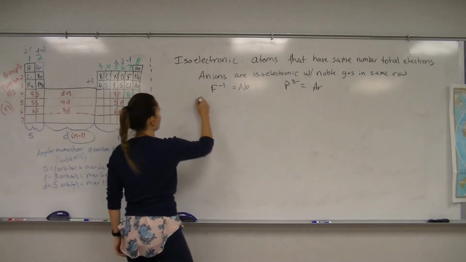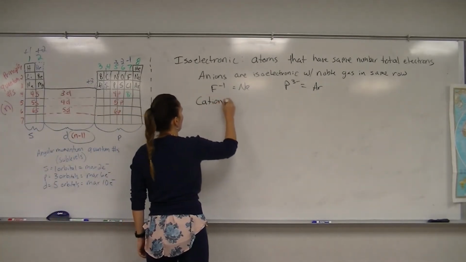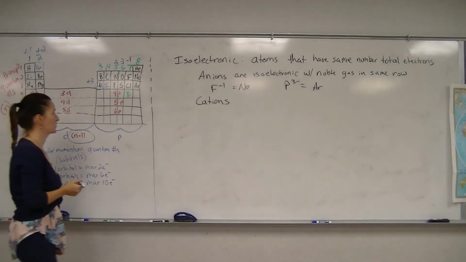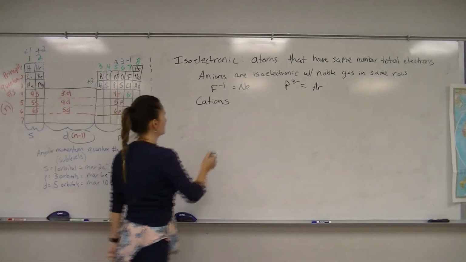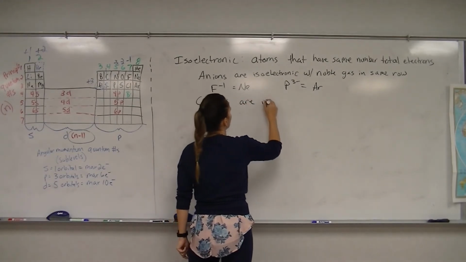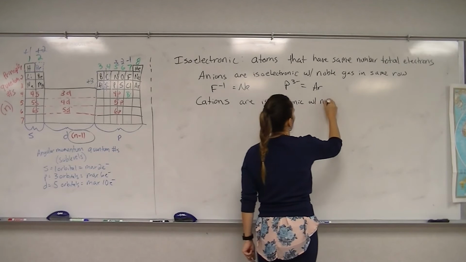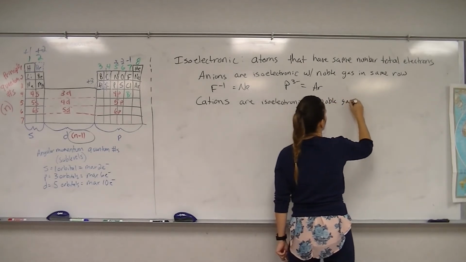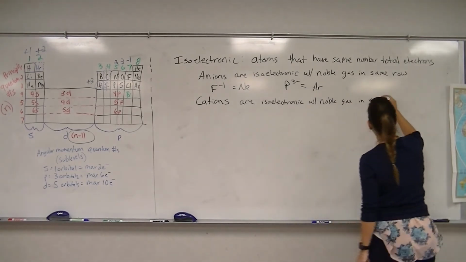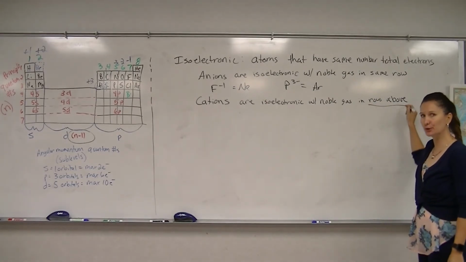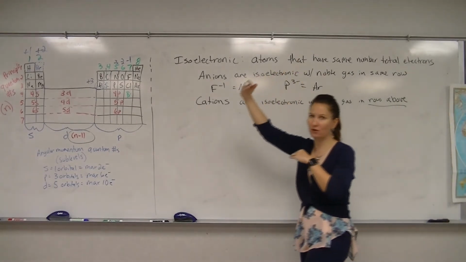Let's look at cations. Positive charge, right? So they're losing electrons. So we're looking at the metals. They are isoelectronic with the noble gas in the row above. Why the row above? Because they're losing, so they have to go up a level.